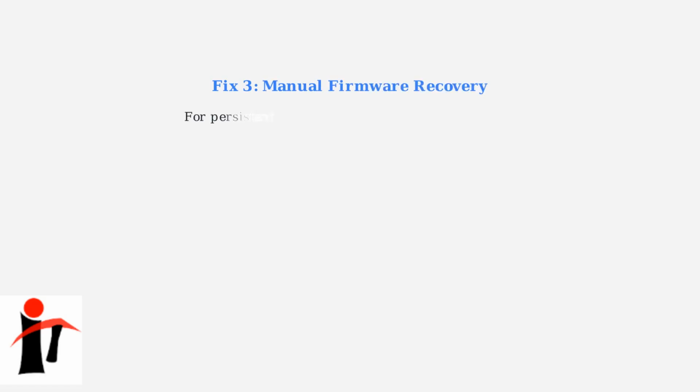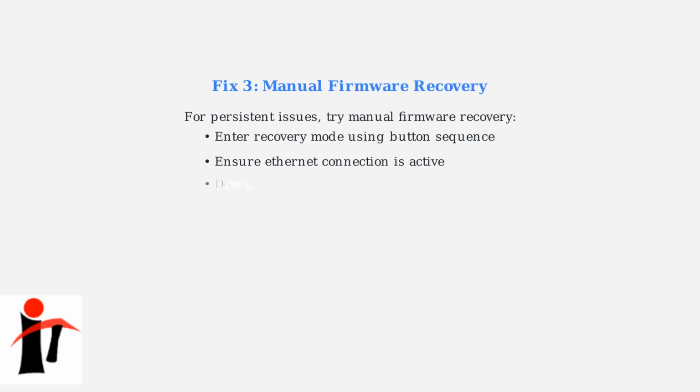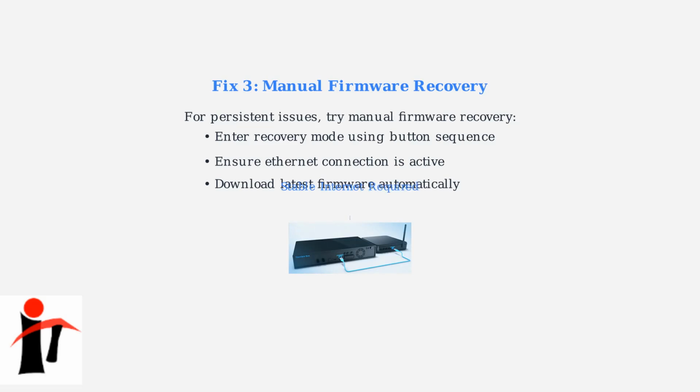For more serious firmware corruption, manual firmware recovery may be needed. This requires entering recovery mode and having an active Ethernet connection for downloading the latest firmware. A stable Ethernet connection like this one is essential for firmware recovery. The box will automatically download and install the latest firmware to resolve boot issues.